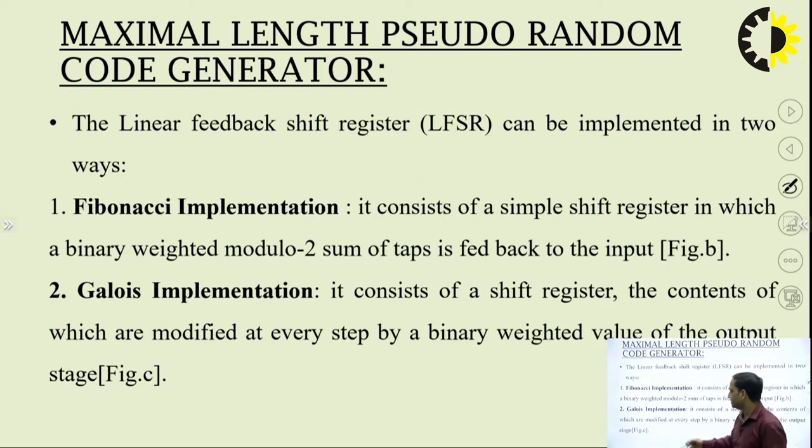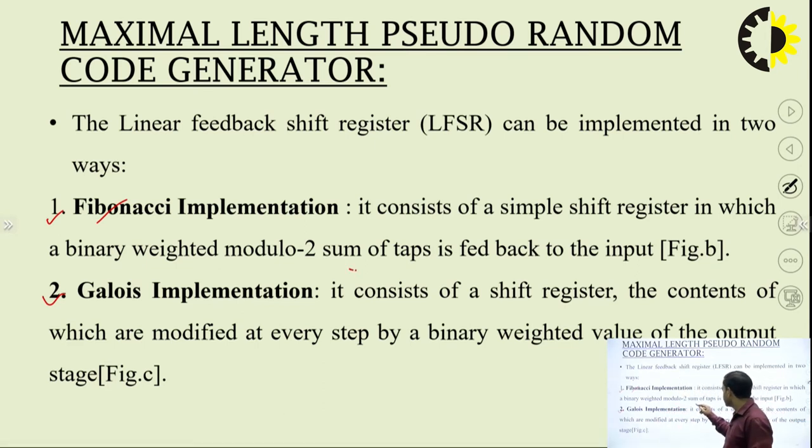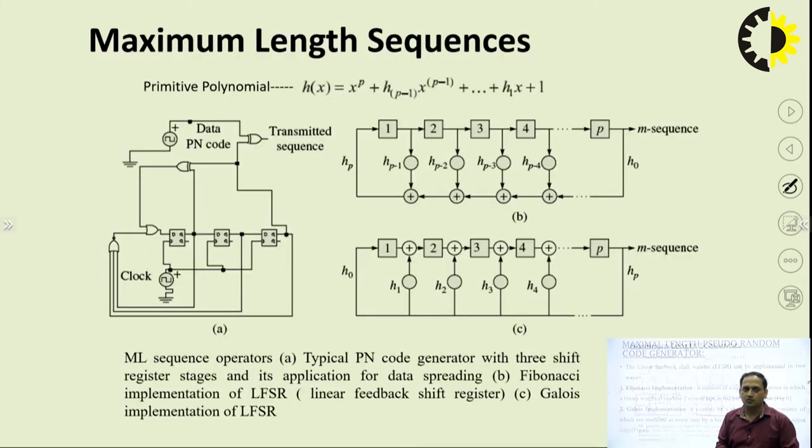The first method is the Fibonacci implementation, and the second one is the Galois implementation. In both ways, the modulo 2 operation is performed at the feedback level. In the Fibonacci implementation, the shift registers are arranged in a simple fashion, in which the binary weighted modulo 2 sum of the taps is fed back to the input side, where the original signal is given. In the Galois implementation, the shift registers' contents are modified at every stage or every step of the feedback.